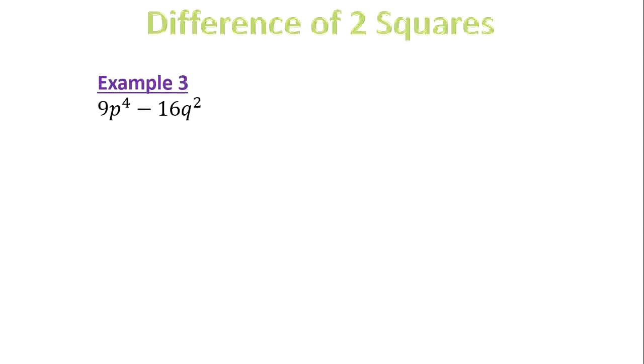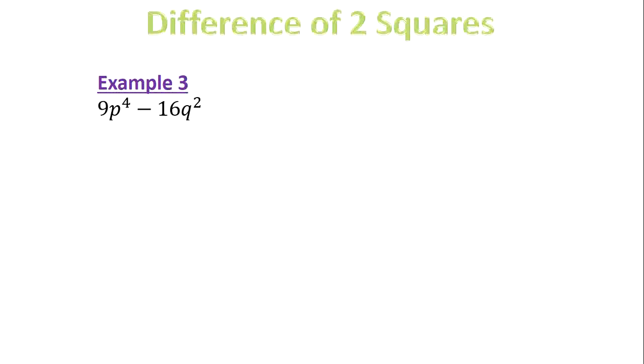Example 3. 9p to the power of 4 minus 16q squared. Straight away we ask ourselves, does it meet the three criteria? It is a minus, there are two terms, and now we need to see if both the first and the second term are perfect squares.